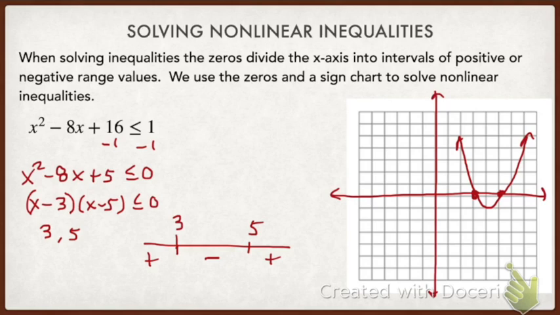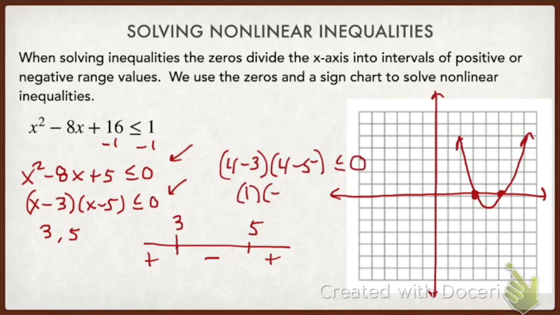And if you need to with these, plug in 4. You can plug it into the original, or you can plug it into this one, or you can plug it into here and see what happens. You have 4 minus 3, you have 4 minus 5. Sometimes it is easier to use the factored form. And we have a positive 1 times a negative 1. We're actually going to look at this when it's equal to 0. We just want to see what the sign is here. And we have a negative 1 on the left. That's where I get this negative sign right here.